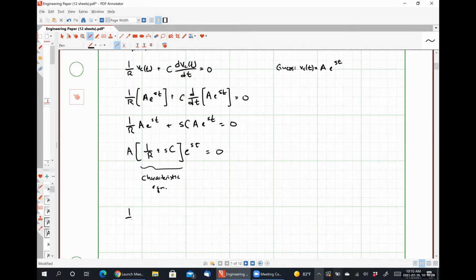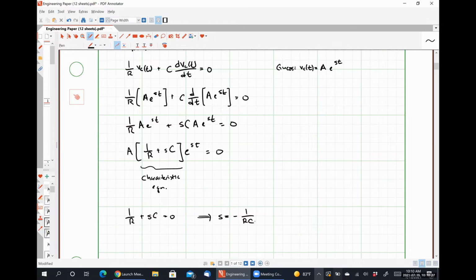So if we have 1 over R plus sC is equal to 0, and we solve this guy for s, what we should find is that we get s equals negative 1 over RC, if I've done my math correctly here. And I believe I have.